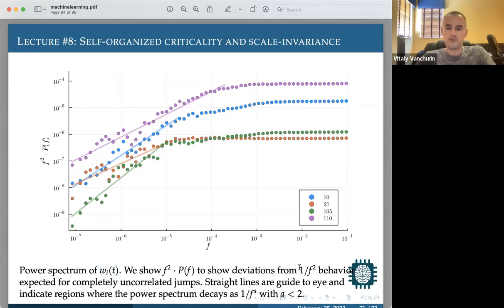So P of f you can just derive. This is, for example, a random walk. If you take a random walk where the jumps are drawn from some distribution, then the power spectrum of this time series will be given by 1 over f squared. Okay, but we want to see deviations. What we are saying is that individual jumps in the weights are not uncorrelated, and so the previous jumps determine the next jumps you're going to make. For that, you need to plot f squared P of f. If they are uncorrelated jumps, it will be a straight line. If they're correlated, it will be something different from a straight line.